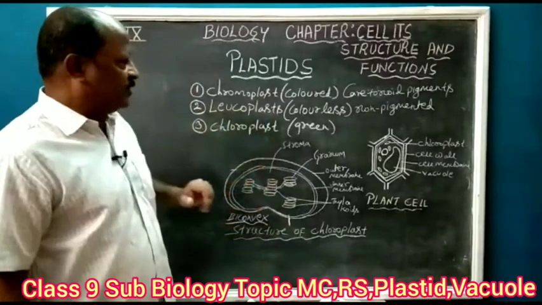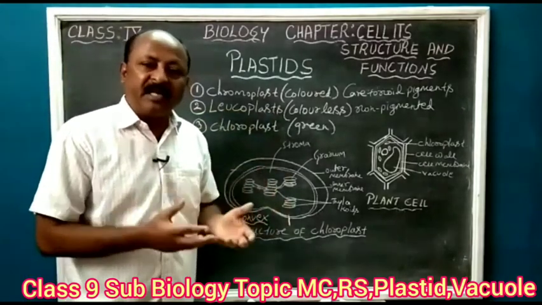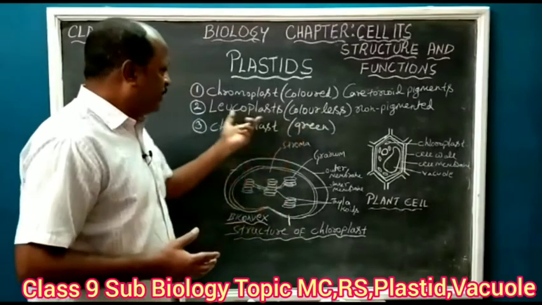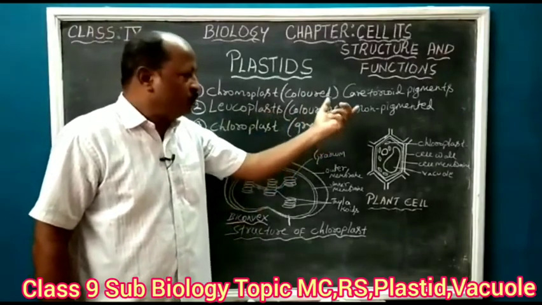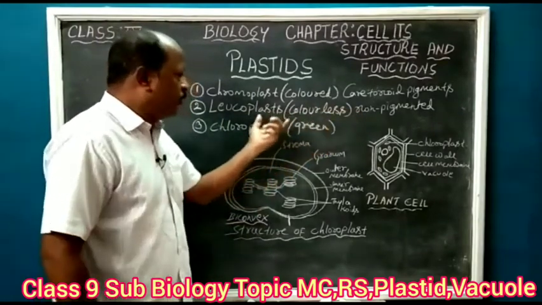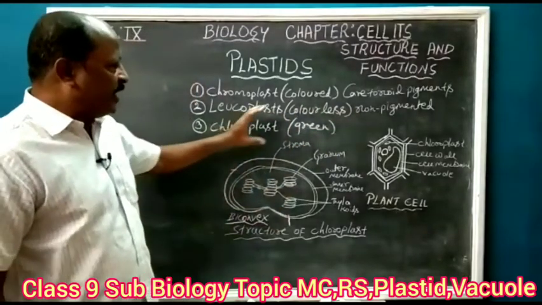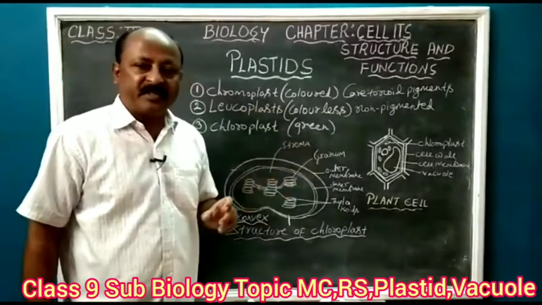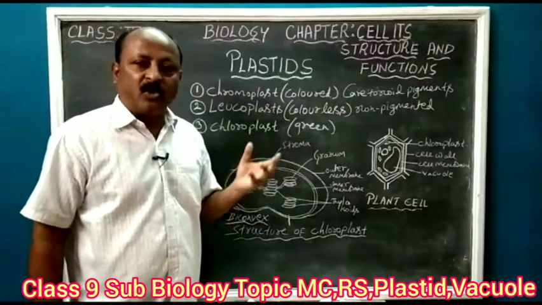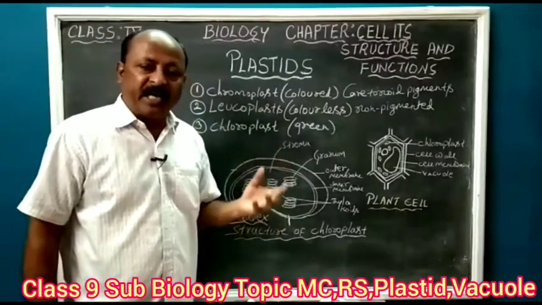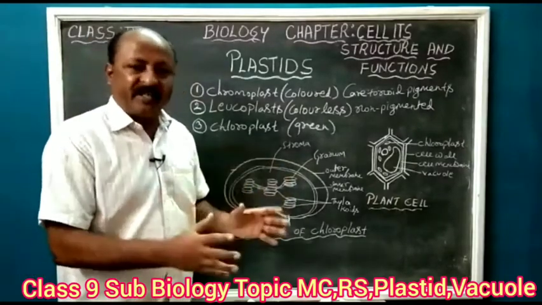Then leucoplast, they don't have any pigments. So what is a pigment? A pigment gives coloration. So these leucoplasts do not have any pigment, so they are colorless. So the main purpose or function of the leucoplast is storage. Then we have got chloroplast. Chloroplast has got green pigments inside it. So chloroplast has got different pigments like chlorophyll A, chlorophyll B, carotene and xanthophyll. But chloroplast is green in color.